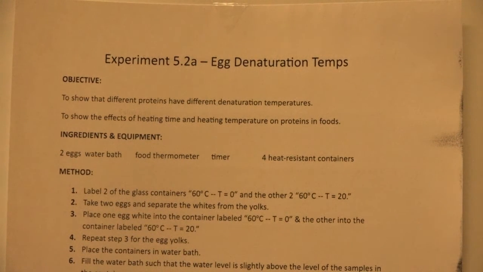Welcome back. Today's experiment is titled Experiment 5.2, Egg Denaturation Temps. So the objective for this lab is to show the different proteins have different denaturation temperatures. Also to show the effects of heating time and heating temperature on proteins in foods.